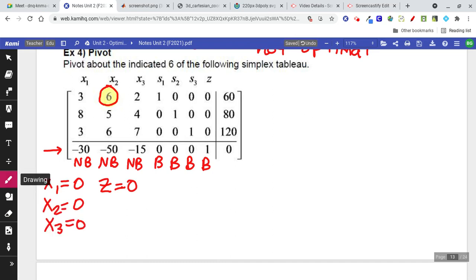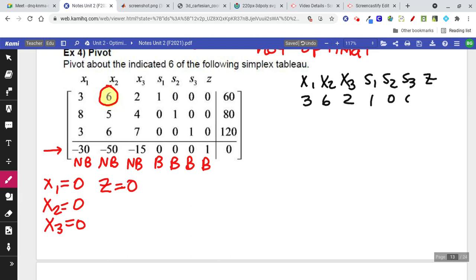All right, so what you want to do is copy down the table. You've got x1, x2, x3, s1, s2, s3, and z. And then you need to leave a little bit of room on the right side for your constant number. We're going to set up this table, and the circled row can stay the same. So you've got 3x1, 6x2, 2, 1, 0, 0, 0. And remember, the vertical bar means equals 60.